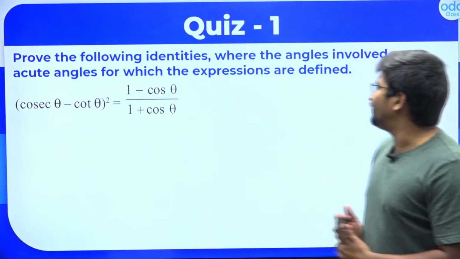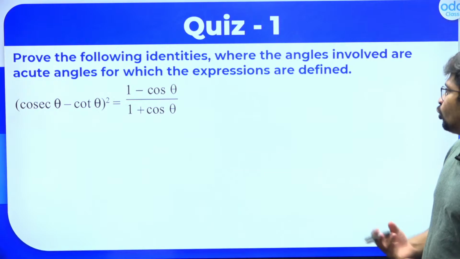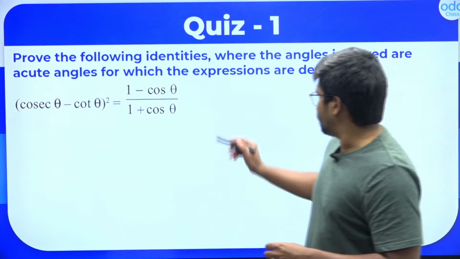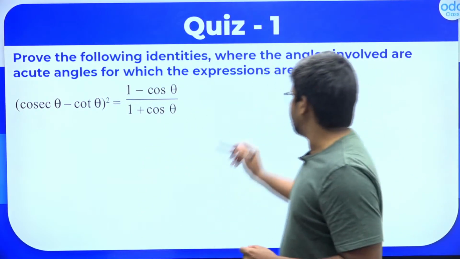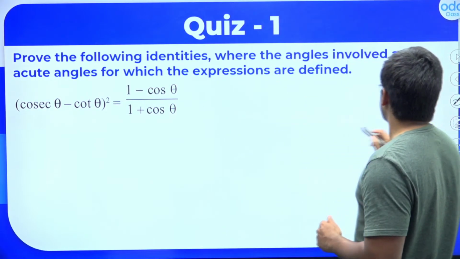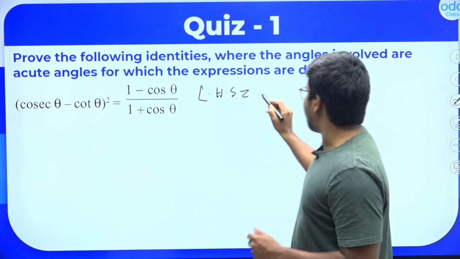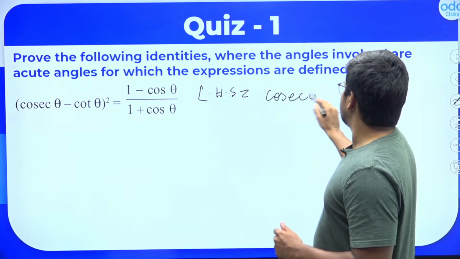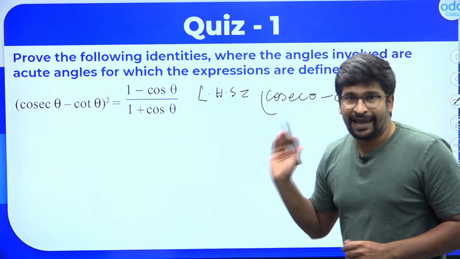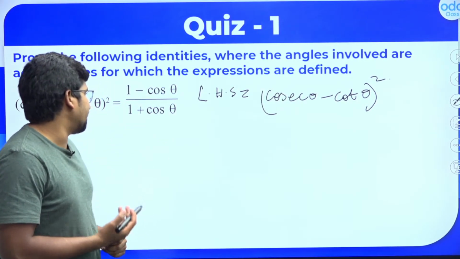The question is to prove that (cosec theta minus cot theta) the whole square is equal to (1 minus cos theta) divided by (1 plus cos theta). So let's prove LHS is equal to RHS here. When you take LHS, what is there in LHS here? In LHS it is written that cosec theta minus cot theta the whole square. This is what is written in LHS, right? Let's prove that it is equal to 1 minus cos theta by 1 plus cos theta.